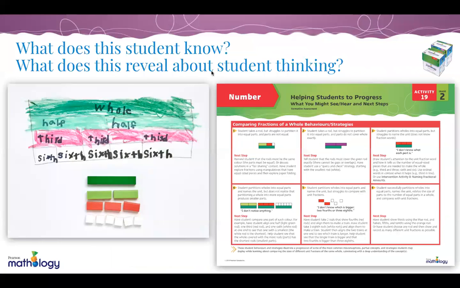So I'm going to give you a minute to type into the chat pod, thinking about the student on the left-hand side. They've been asked to explore equal parts, thinking about the green rod being the whole. What does this student know? And what does it reveal about their student thinking? You'll notice on the right-hand side, I've given you some of the things that you might see or hear about this student. What box would you say that this student is demonstrating? I'm going to give you about 30 seconds to put your answer into the chat, and we'll be right back.